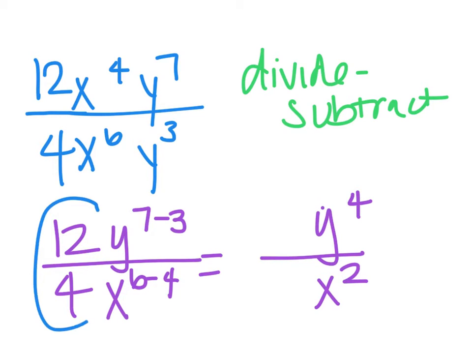With my numbers here, I still go ahead and divide those. We do not subtract our numbers. And 12 divided by 4 is going to be 3, and that is going to go on top.